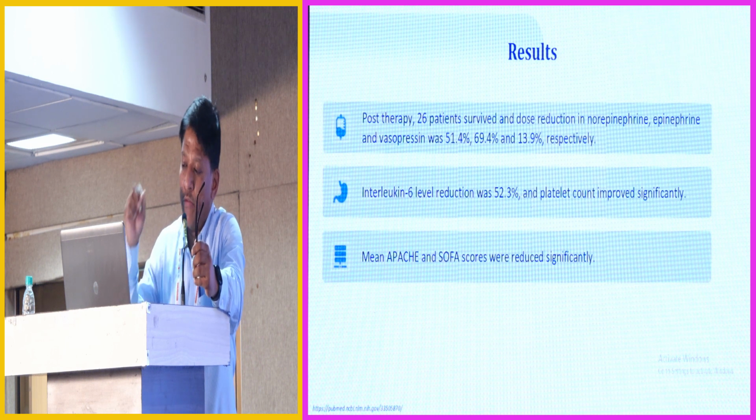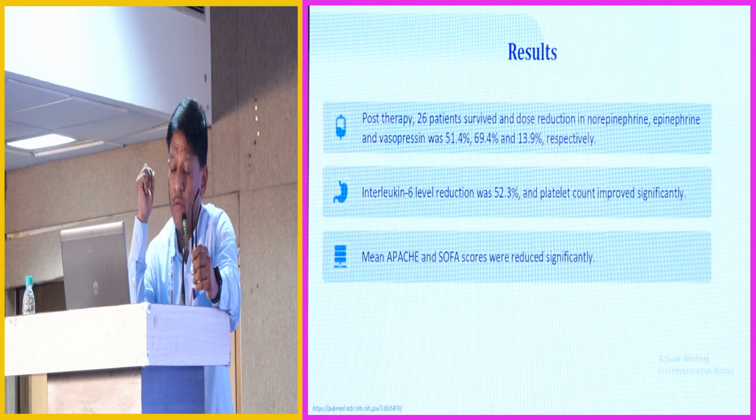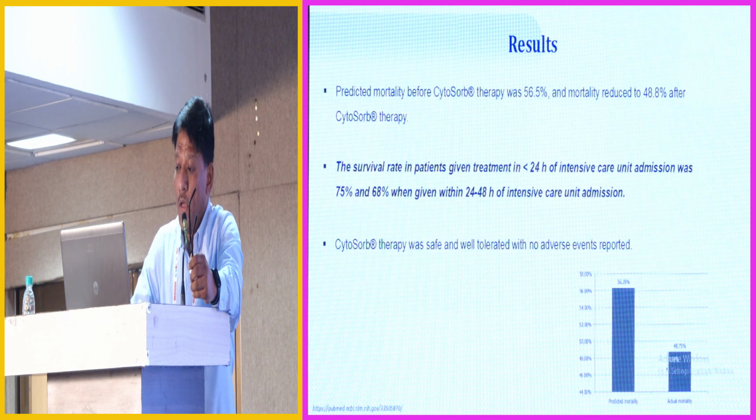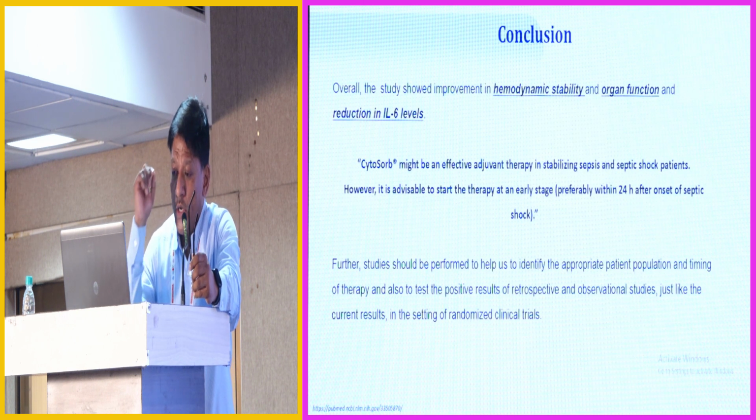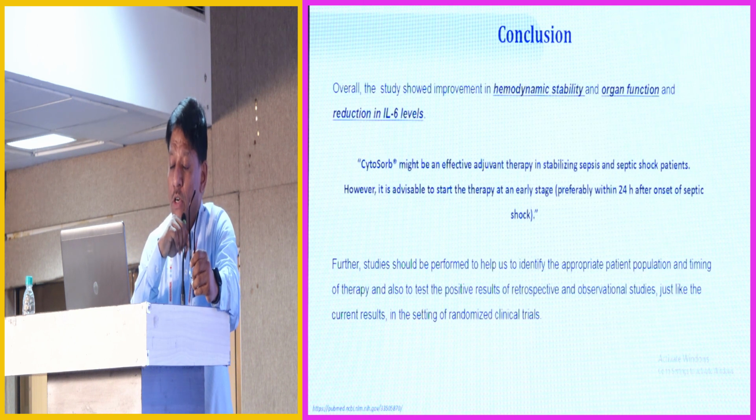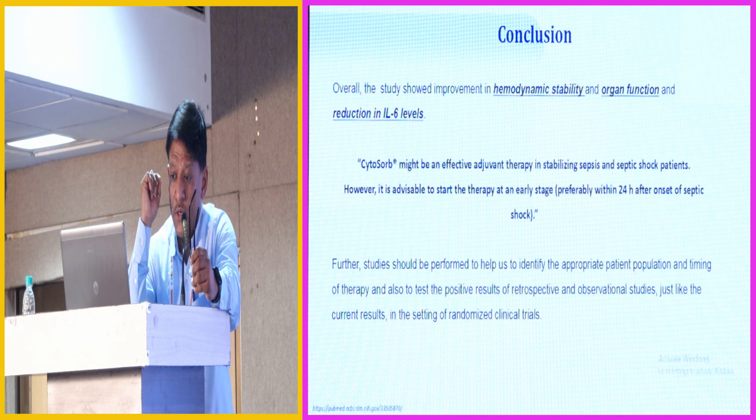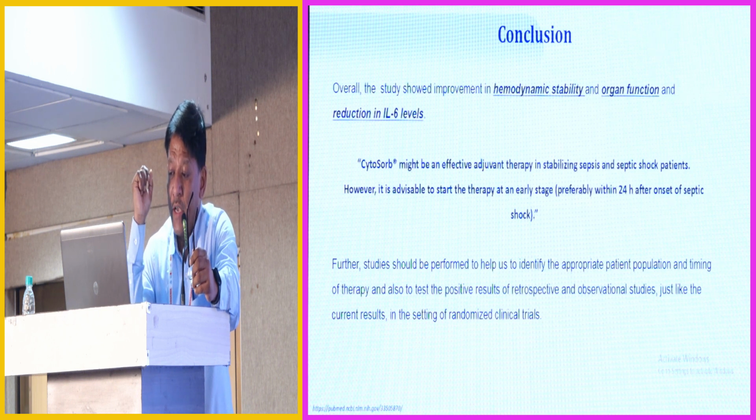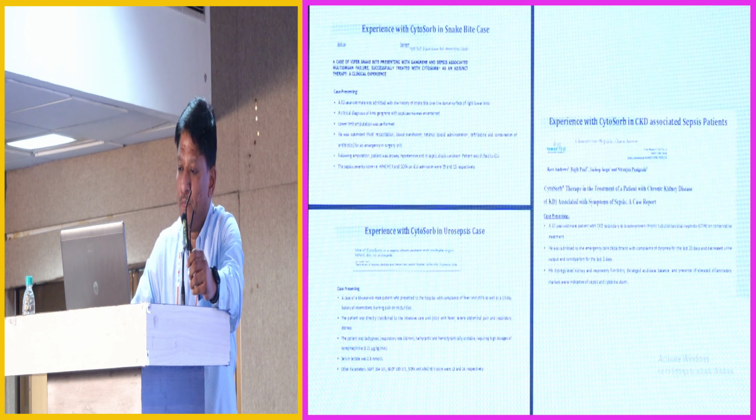Post-therapy, 26 patients survived, with vasopressor requirements and so on coming down. IL-6 reduced by 50% and APACHE scores were reduced. So in the conclusion, our study showed hemodynamic stability, improved organ function, and reduction in IL-6 levels. In 2018 we published that it might be an effective adjuvant therapy, and could be used while more and more data is gathered, and it should be used preferably in the first 24 hours.